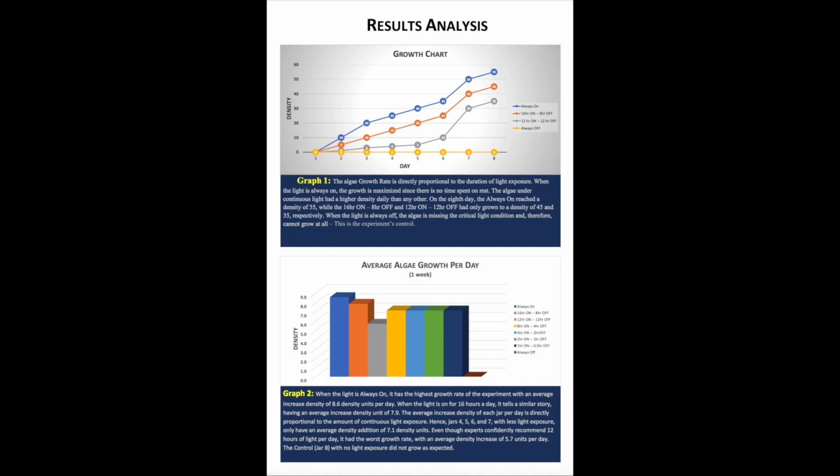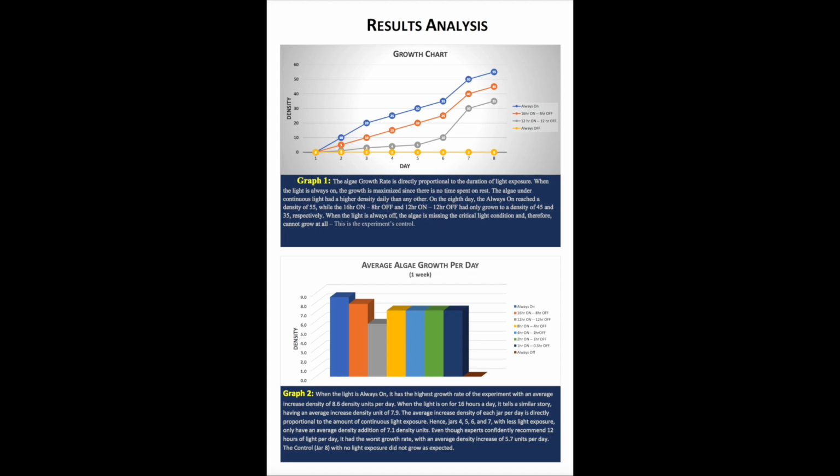The first graph shows the amount of growth for the main four. The one that's always on, the one that's on for 16 hours and off for 8 hours, the one that's on for 12 hours and off for 12 hours, and the one that's always off, which is the control. The one that's on for 12 hours and off for 12 hours is performing considerably worse than when the light is always on or when it's on for 16 hours and off for 8 hours, showing the need for continuous light of Nannochloropsis algae.